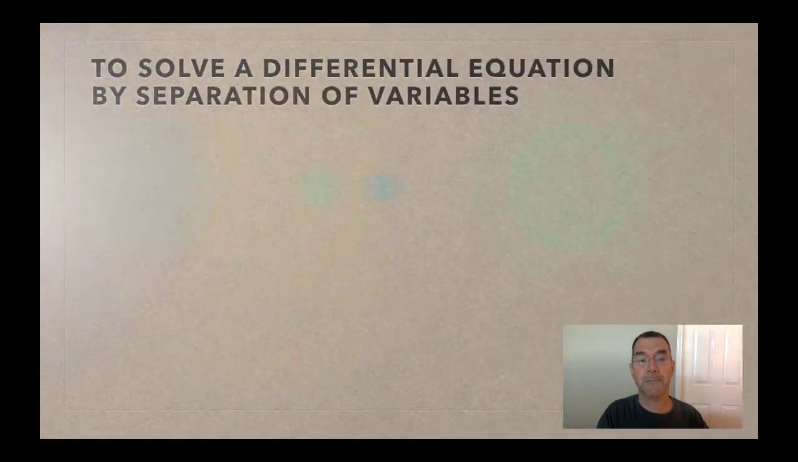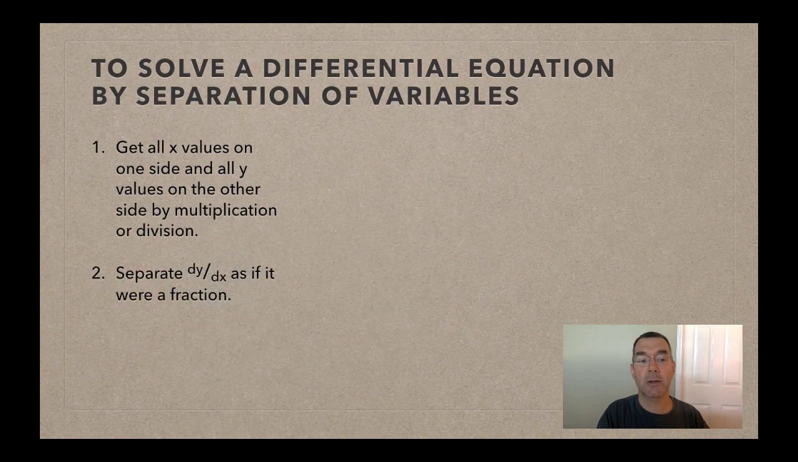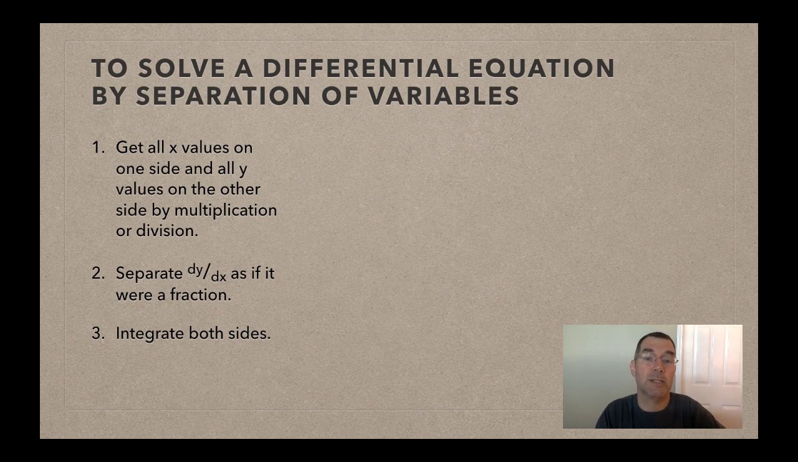So let's get started. The first thing we're going to do when we are trying to separate the variables is to try and get all x values on one side and all y values on the other side by using multiplication or division. Okay, and then when we see dy dx, we're going to split it as if it were a fraction. So we're going to put the y and dy all on the same side and x and dx all on the other side of that equation. So when I do that, I'll be able to integrate both sides. One side will have y's with a dy, the other side will have x's with a dx, and I'll be able to integrate both sides separately.